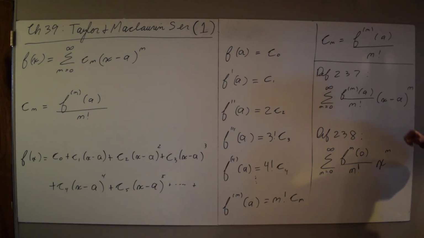A Maclaurin series is a Taylor series centered at 0. So if your a is 0, then your Taylor series is a Maclaurin series. So we just have the nth derivative evaluated at 0, and then we have x minus 0 to the nth power.